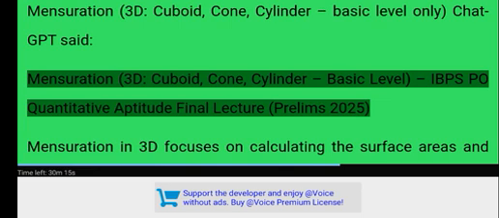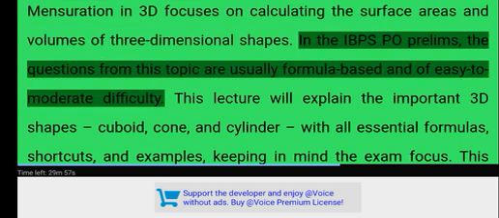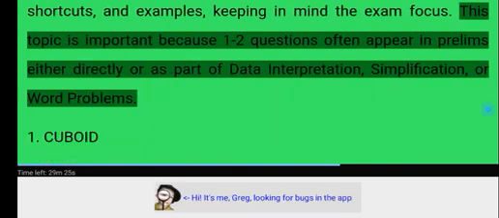Mensuration 3D, cuboid, cone, cylinder, basic level. IBPS SPO quantitative aptitude final lecture, prelims 2025. Mensuration in 3D focuses on calculating the surface areas and volumes of three-dimensional shapes. In the IBPS SPO prelims, questions from this topic are usually formula-based and of easy to moderate difficulty. This lecture will explain the important 3D shapes, cuboid, cone, and cylinder, with all essential formulas, shortcuts, and examples, keeping in mind the exam focus. This topic is important because 1 to 2 questions often appear in prelims, either directly or as part of data interpretation, simplification, or word problems.